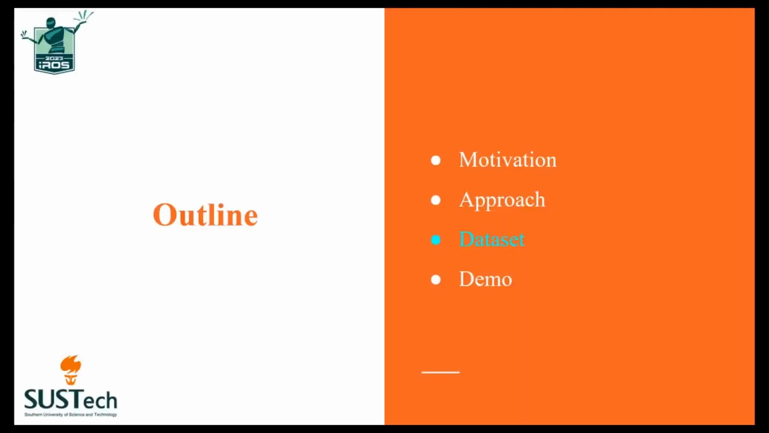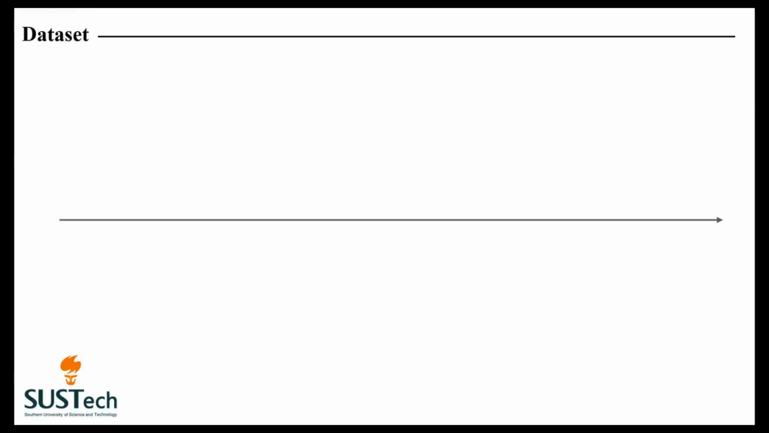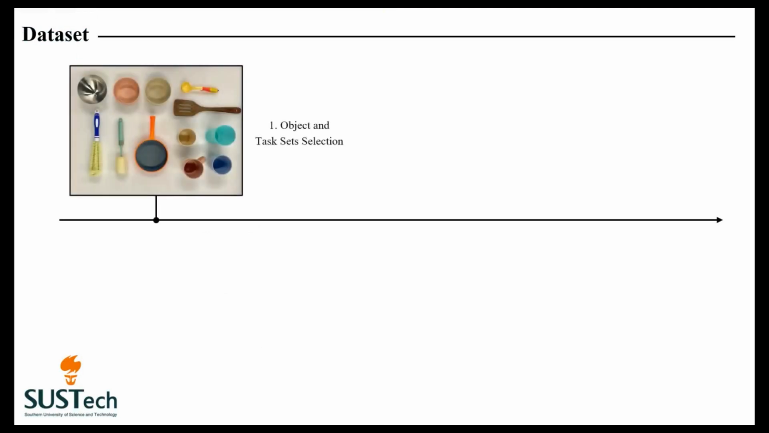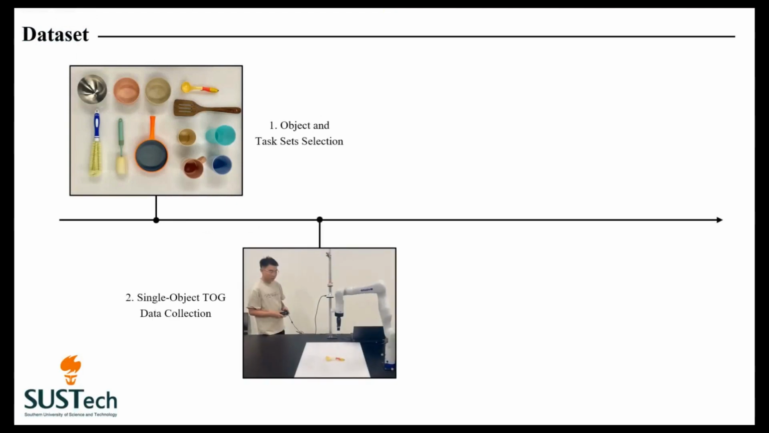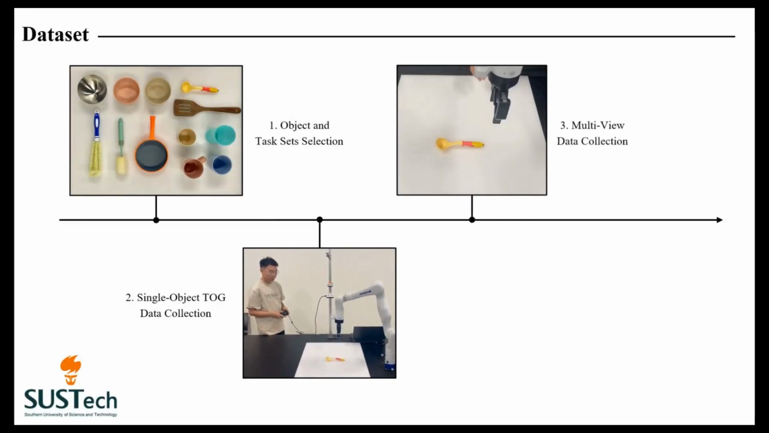Next, we provide an overview of the data generation pipeline. The data generation pipeline can be divided into 8 steps. First, a collection of objects and tasks are selected. Second, for each single object, the human operator teleoperates the robot arm to multiple stable grasp poses in the Cartesian space and assigns task labels. We empirically found that our method is sensitive to viewpoint change. Therefore, we collect multiple views for each object.